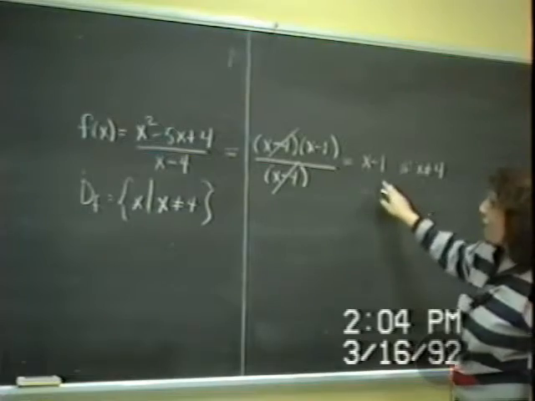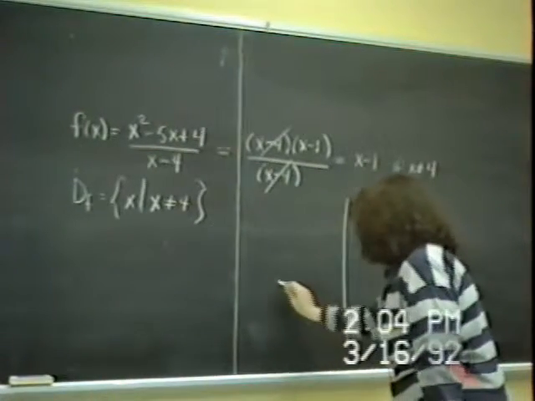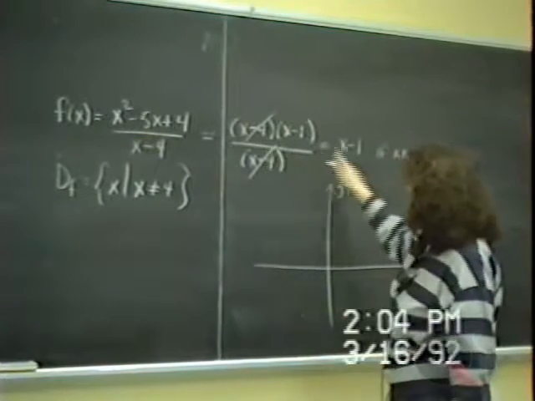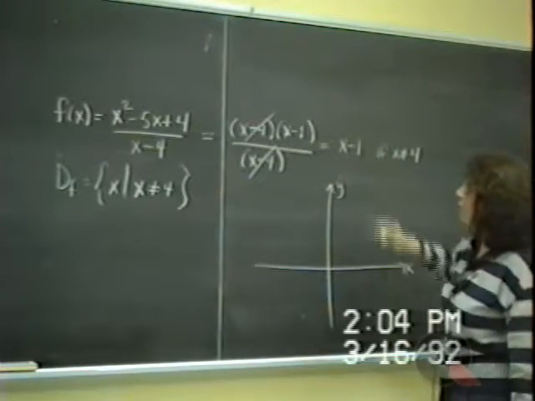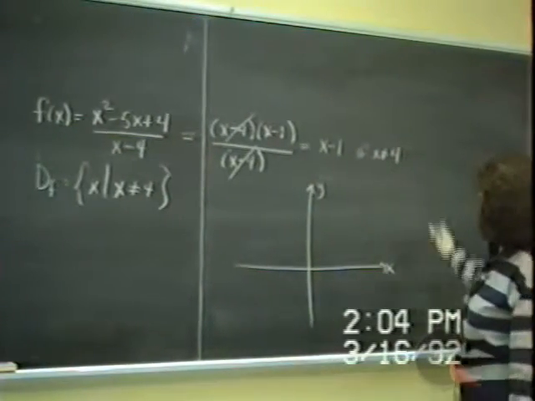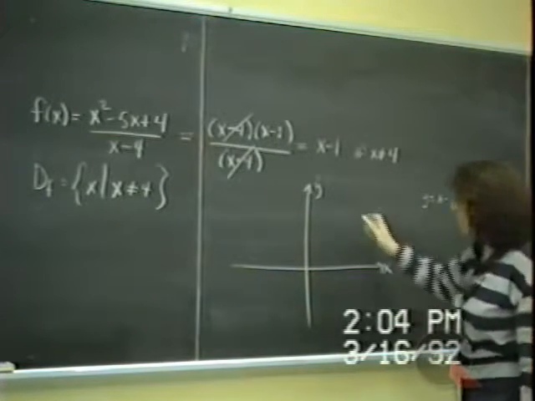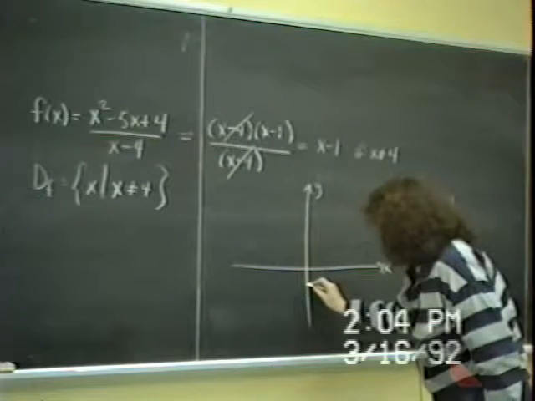Now, the graph of this function, y equals x minus 1. Its graph would be a straight line. If we had y equals x minus 1, if x is 0, y would be minus 1.